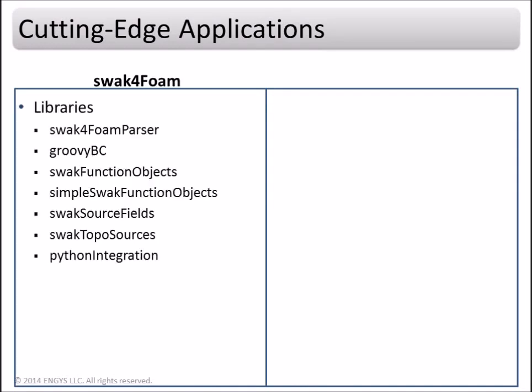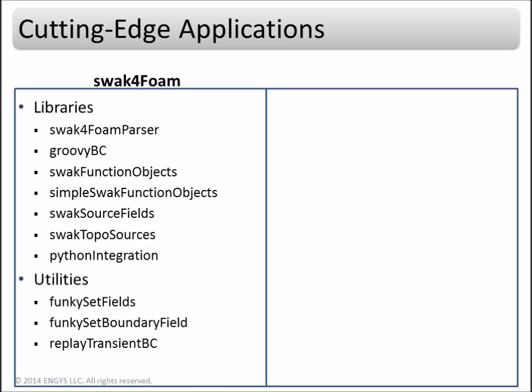The next application that I wanted to talk about was Swak4Foam. So it's a collection of tools, different boundary conditions, Groovy BC, function objects, different source terms. There's Python integration, there's different utilities. funkySetFields is a great utility that if you're using interFoam, which is a volume of fluid solver, funkySetFields is a great way to initialize domains.